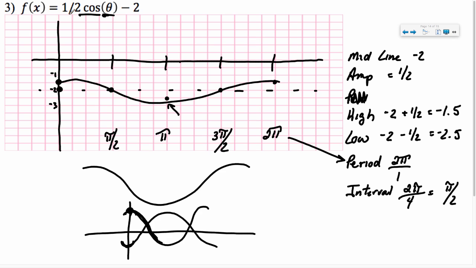But it has such a small amplitude. It's so squishy, you could hardly tell. But the most important thing to recognize is this. The x-axis is right here. Look how far down this graph got pushed. It got pushed down 2 units.